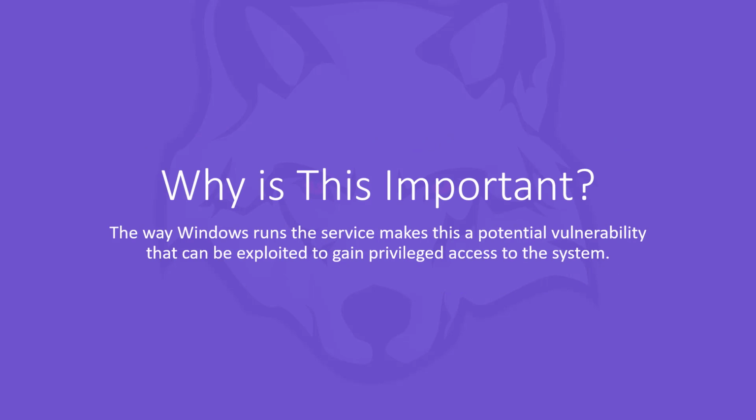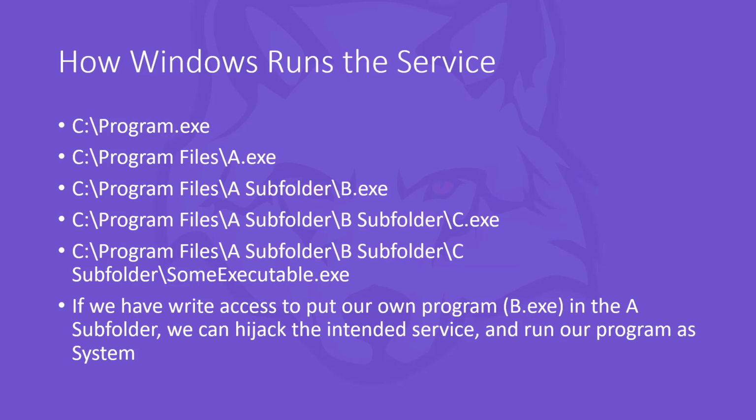So why is this important? Well, the way Windows runs services makes it a potential vulnerability that can be exploited to gain privileged access to the system. So when Windows goes to run this service, it's going to get to the space after the word Program, and it's going to say, oh, you want to run C:\Program.exe, which doesn't exist, so it's going to go, oh, nope, that wasn't it.